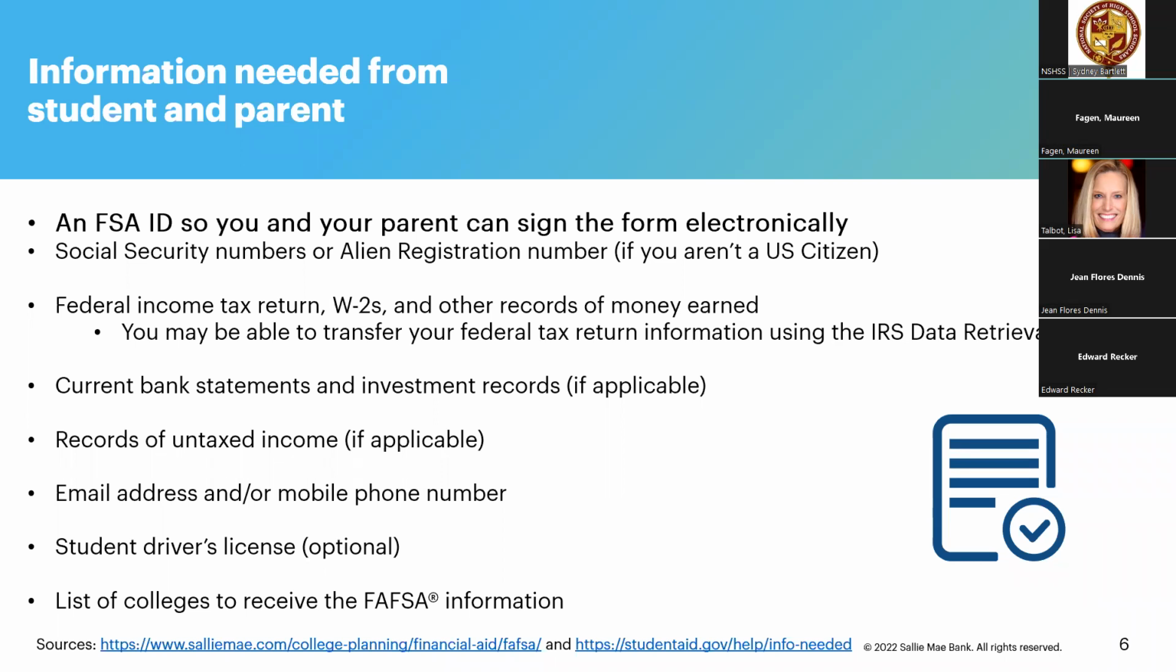And what the data retrieval tool does is it just pulls in all of the tax information and saves you from a lot of data entry if it works for you. You'll also need current bank statements and investment records, and also records of untaxed income. You'll need email addresses for you as a parent and also for the student. The student's driver's license is optional, but helpful to have. And then again, you have your FSA ID and the list of colleges to receive the FAFSA.